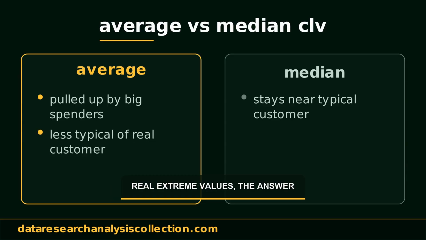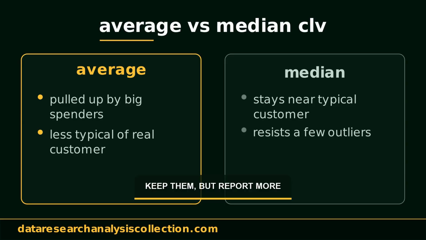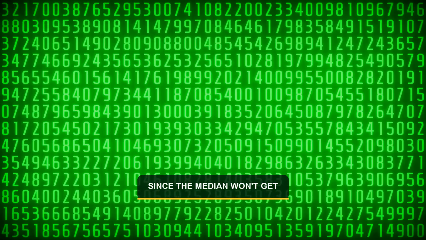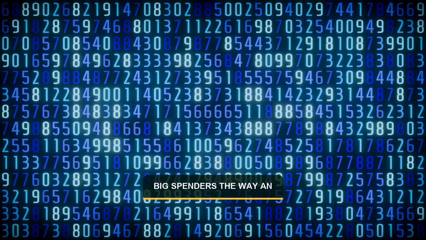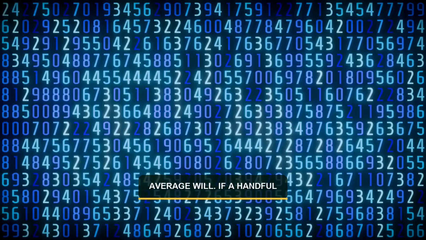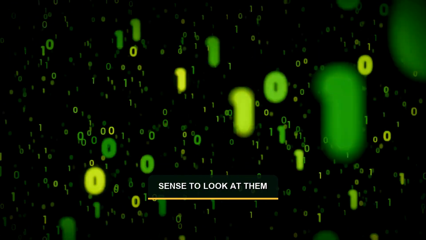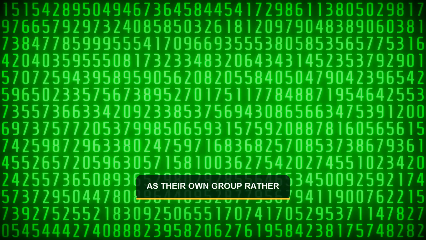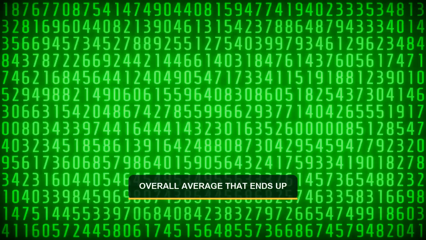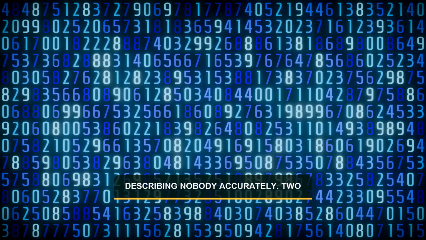For real extreme values, the answer is almost never delete. Keep them, but report more than one number, showing both the average and the median lifetime value, say, since the median won't get pulled around by a few big spenders the way an average will. If a handful of enterprise customers behave completely differently from everyone else, it can also make more sense to look at them as their own group rather than blending them into one overall average that ends up describing nobody accurately.